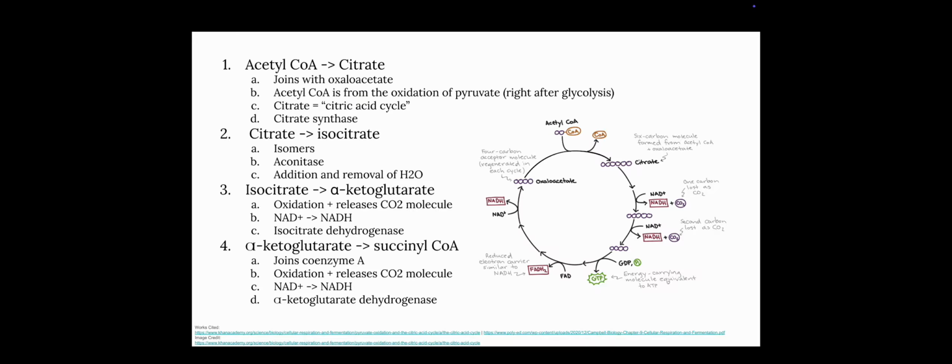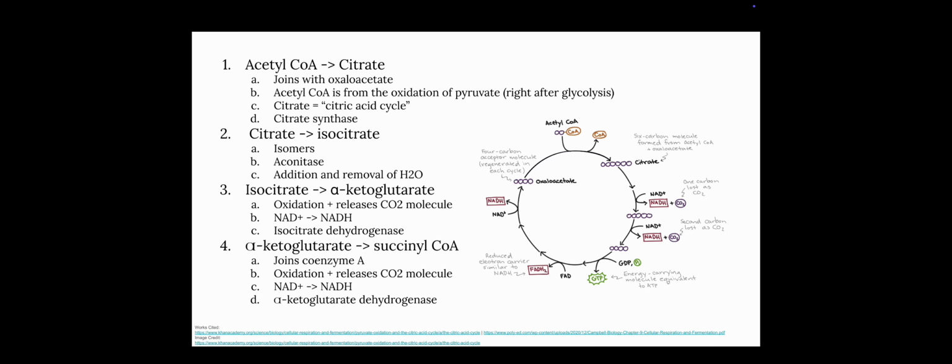Second, citrate becomes isocitrate, and they are isomers. To make this happen, a water molecule is both removed and then added. Third, isocitrate becomes alpha-ketoglutarate. A carbon dioxide molecule is released because, right now, these molecules have less carbon atoms than we started with, and NAD+ is reduced to NADH.